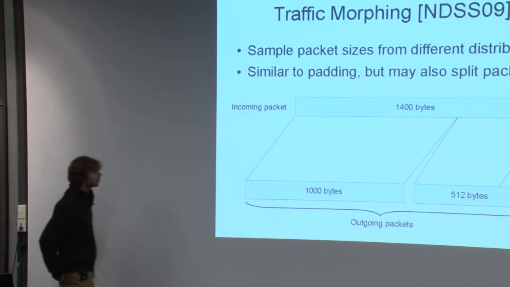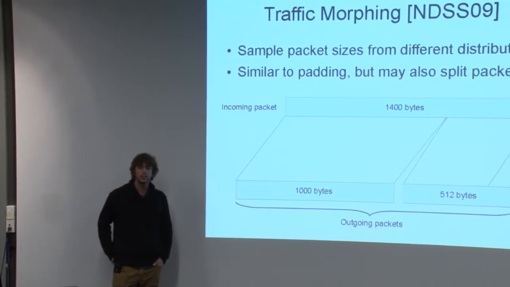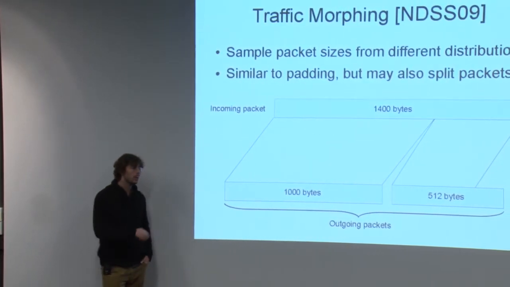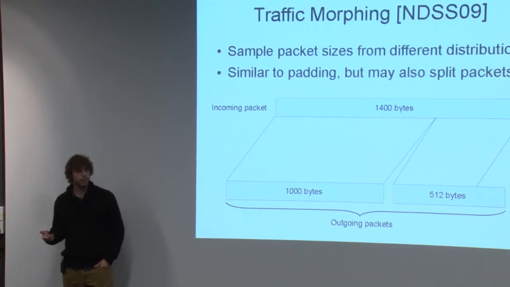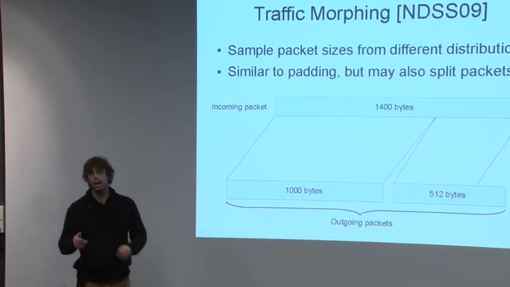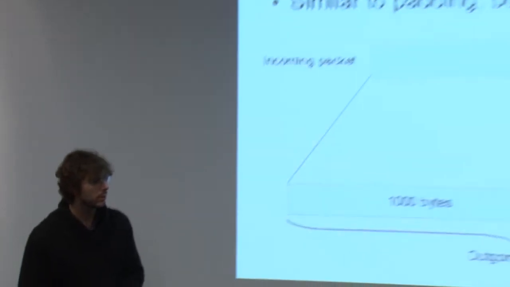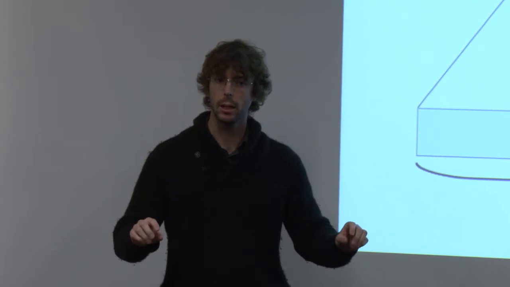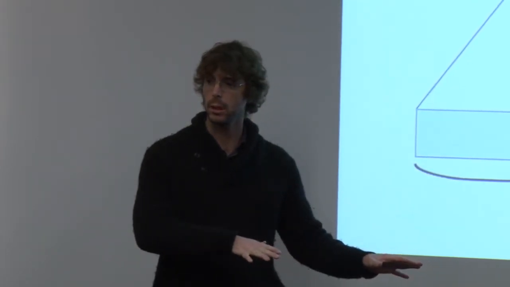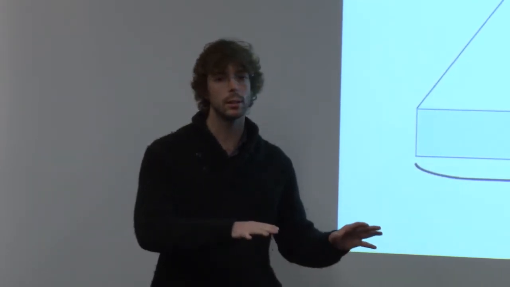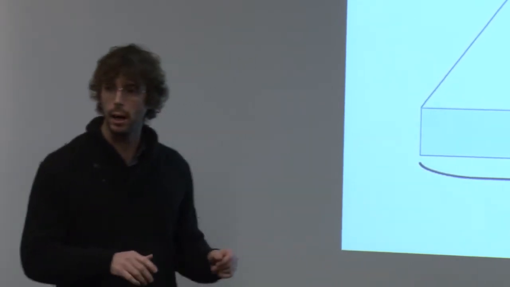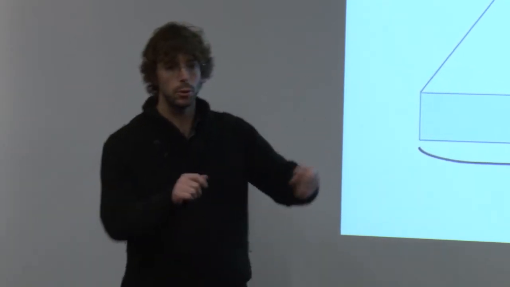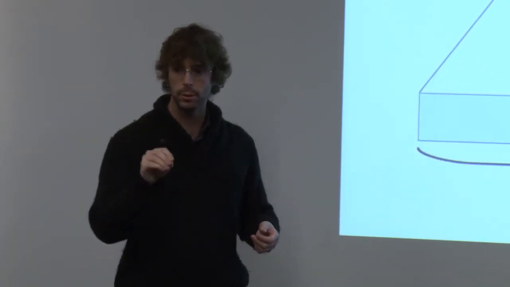Traffic morphing is similar to padding, but it has a slightly more aggressive goal. In traffic morphing, you want to take as input a sequence of packets, and that's going to have some distribution of sizes. And then you want to transform that sequence into an output sequence that has a different distribution. So you'll have a specific target distribution of packet sizes. And it's rather obvious what you're going to have to do. If you receive a packet, you'll sample from the output distribution.